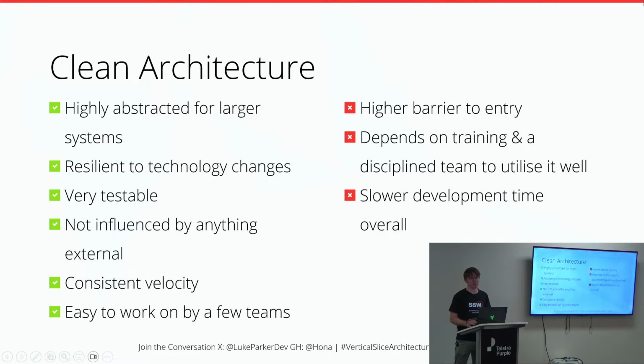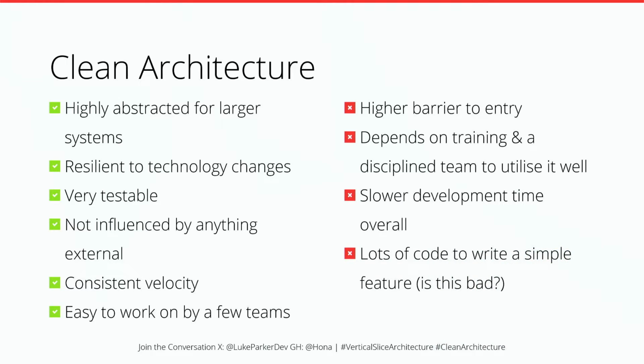So yeah, obviously consistent velocity, but a downside is yes, it is a slower development time as a baseline. Your minimum dev time will be higher than a monolith. So yeah, lots of code to write a simple feature. Again, you'll look at a really simple CRUD app that's just going to write and read some records, and you're like, I have to write so much code, CA sucks, never use CA. Maybe you shouldn't actually be using Clean Architecture if it's a CRUD app.